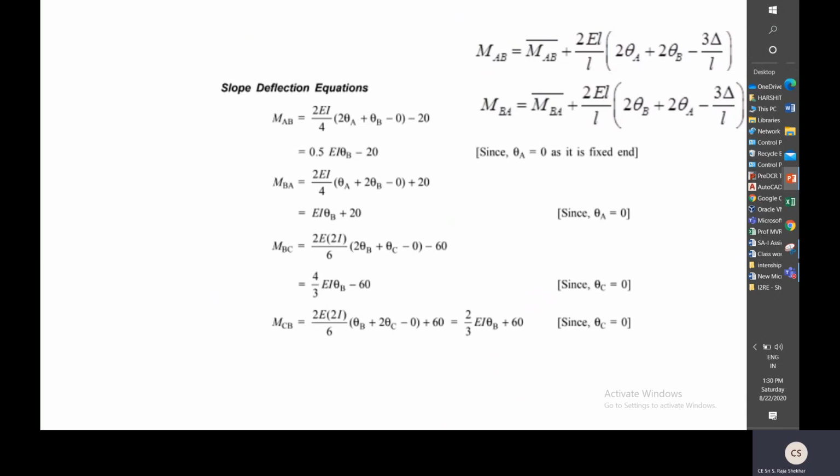Similarly, for the span BA, the end moment is equal to MFBA plus 2EI by L into 2 theta B plus theta A. 2 theta B plus theta A, not 2 theta A, minus 3 delta by L. This is the formula. Okay. So now I'm writing the slope deflection equation for the member AB.